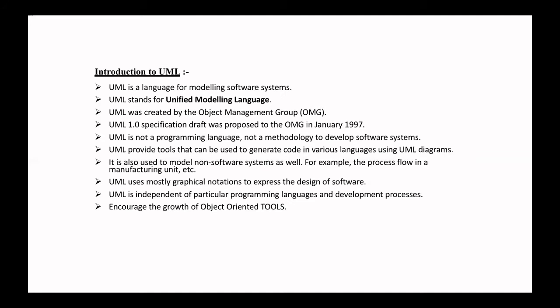Next, moving to the next point, UML was created by the Object Management Group. The first version of UML is UML 1.0. The specification draft was proposed to OMG, as I told you, the Object Management Group, in January 1997. UML is not a programming language, nor a methodology to develop a software system.